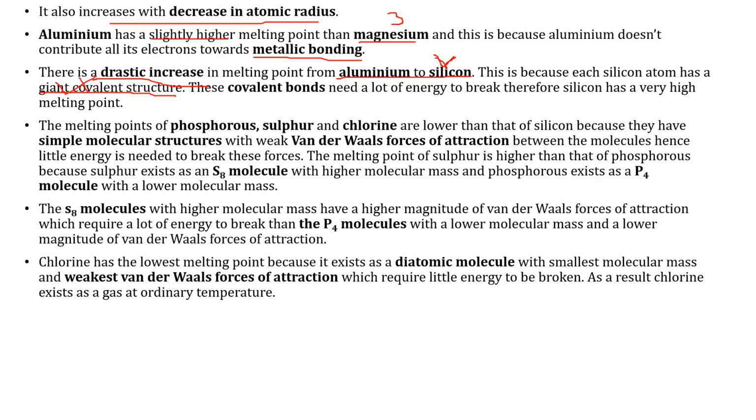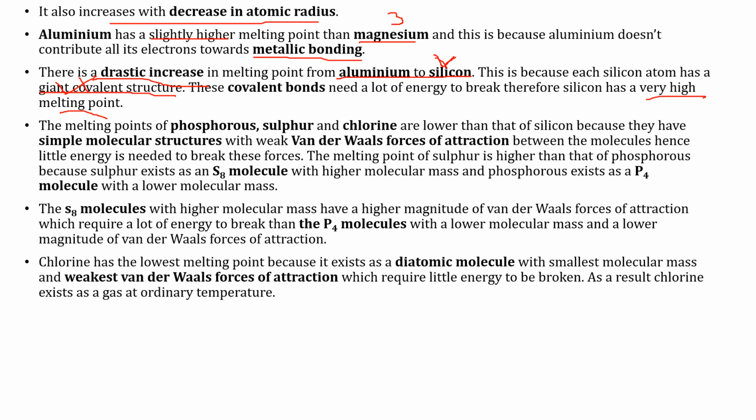So silicon has a giant covalent structure, and a giant covalent structure is held by strong covalent bonds. And once the covalent bonds are stronger, that means that the energy required to break them is going to be very high. And once the energy required to break them is very high, that means that melting point is also going to be very high.